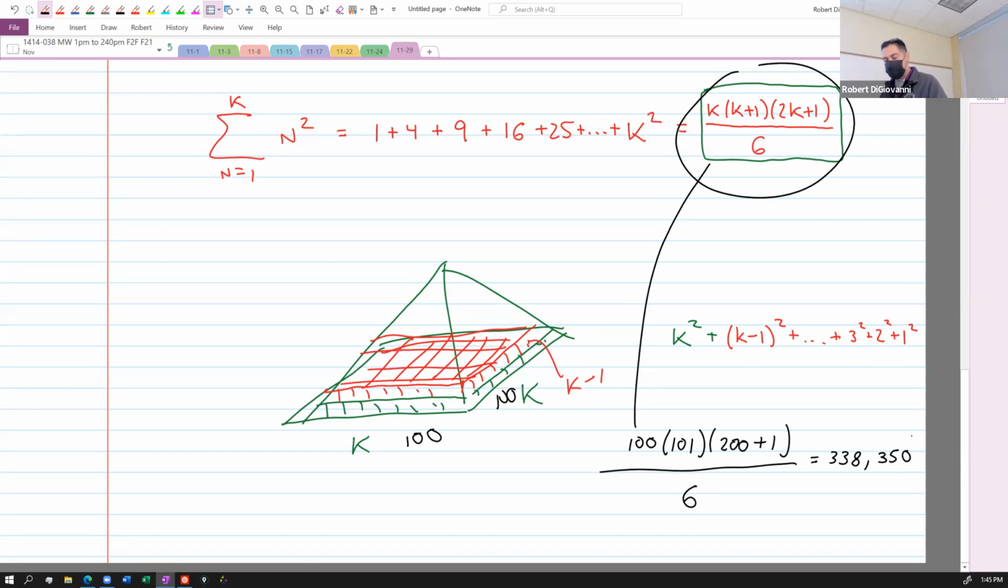$338,350. There. That was easy, right? That's a lot better than having to count all the blocks, right? Very, very efficient to do it that way.